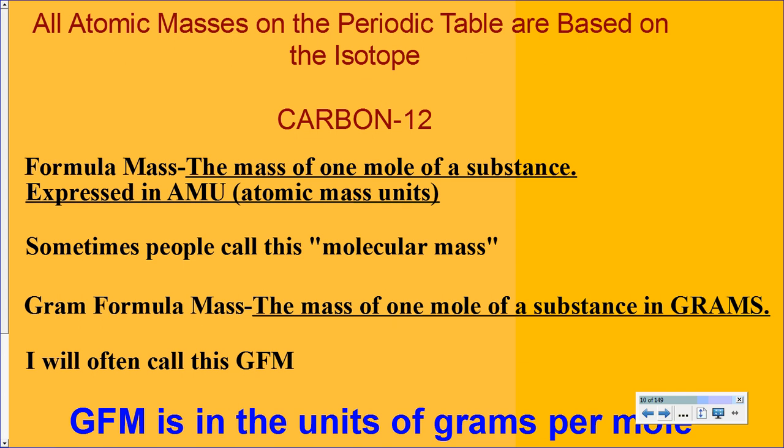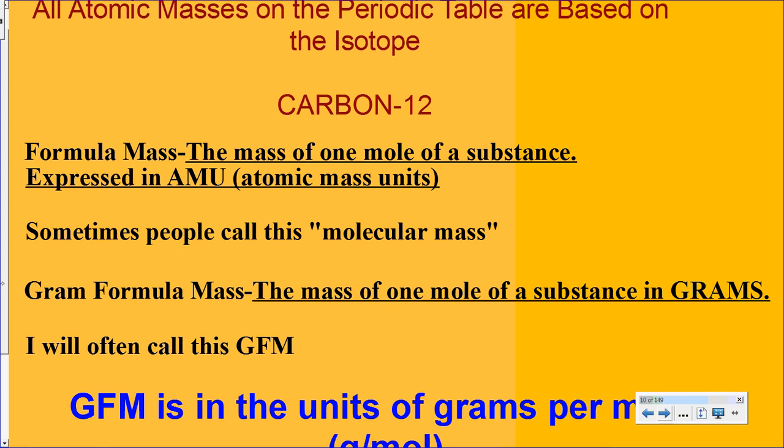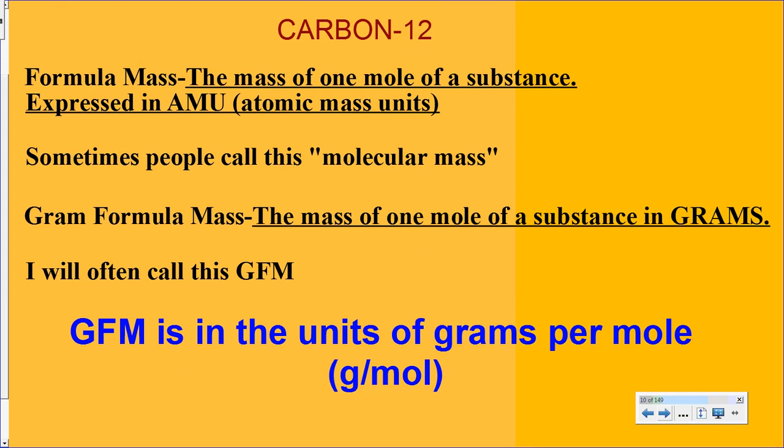We use something called the gram formula mass. So formula mass is the mass of 1 mole of a substance. This is technically in AMUs. Sometimes it's referred to as molecular mass. We will be using what's termed the gram formula mass. I use the abbreviation GFM quite frequently. Gram formula mass is the mass of 1 mole of a substance in grams. So it's in the unit of actually grams per mole.